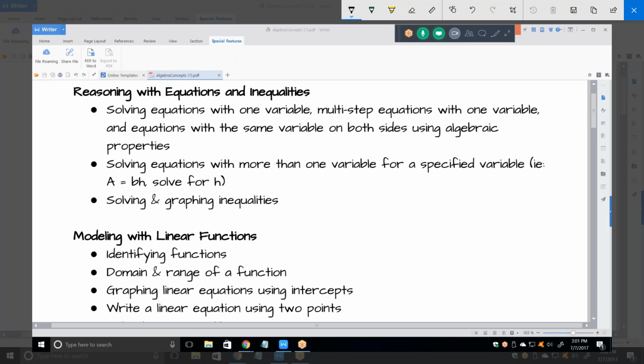Okay, so you're pretty good at this first paragraph. Now, solving equations with more than one variable for a specified variable. Let's talk about something like the circumference of a circle. Okay, that's what the circumference of a circle is. The circumference equals 2 pi times the radius of the circle. Solve that for the radius of the circle.